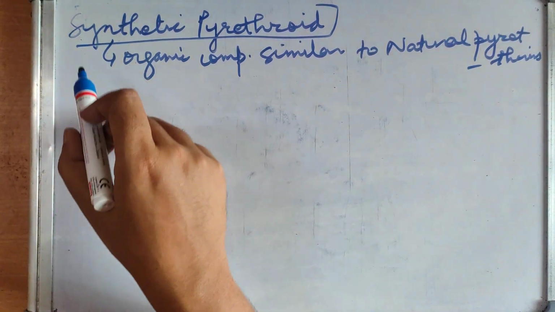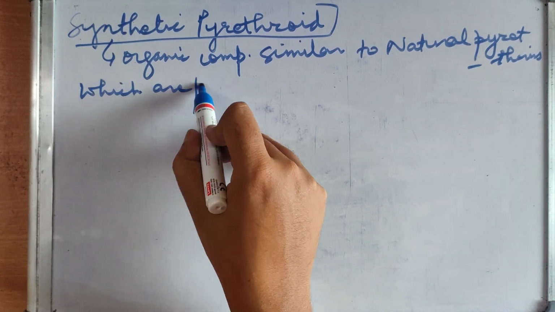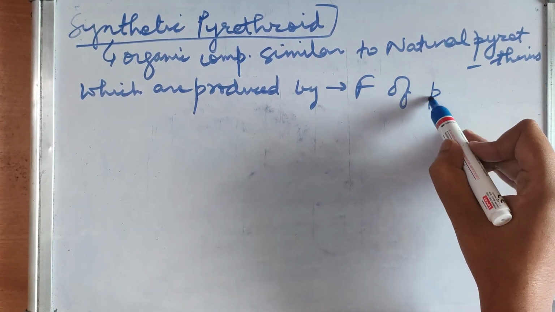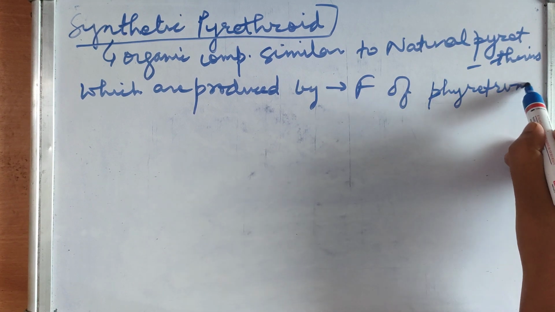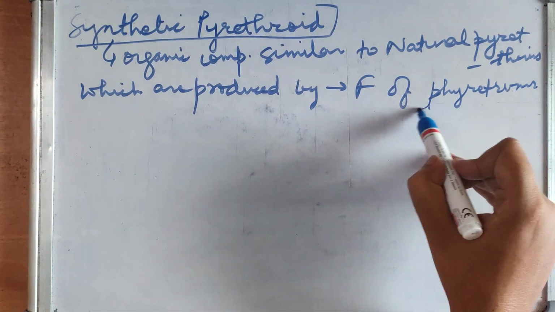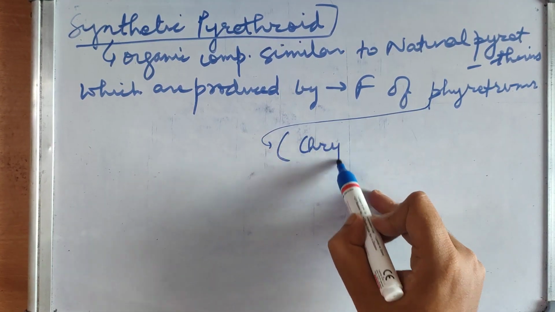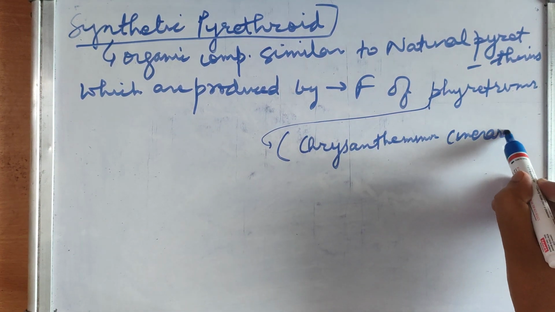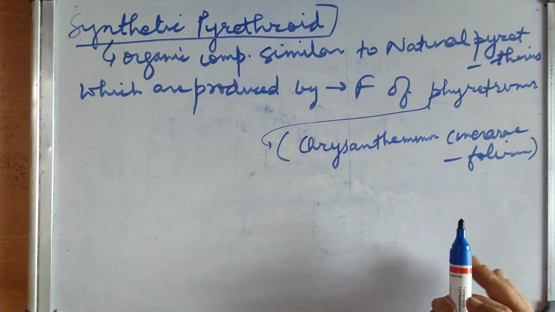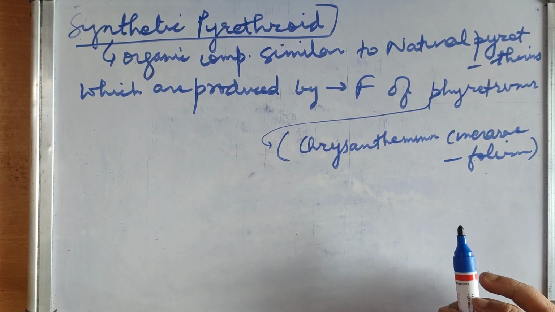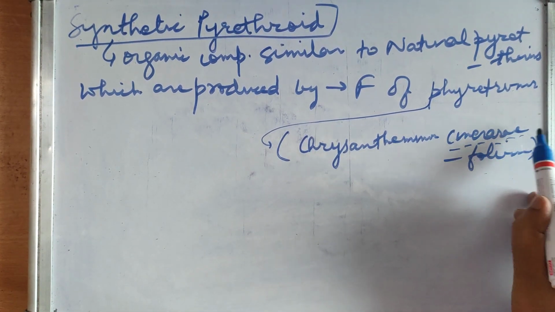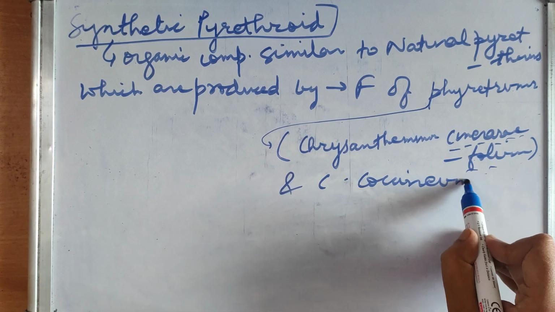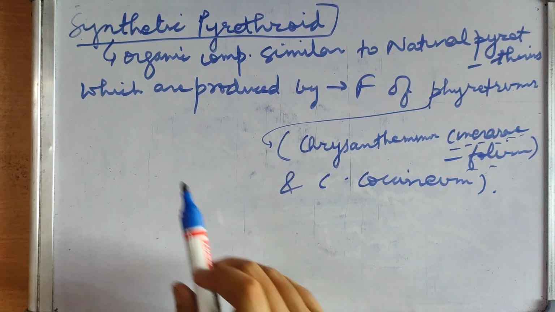which are produced by the flowers of pyrethrums. These flowers are nothing but Chrysanthemum cinerariaefolium, the spelling is C-I-N-E-R-A-R-I-A-E-F-O-L-I-U-M, and Chrysanthemum coccineum. These are used as commercial and household insecticides.